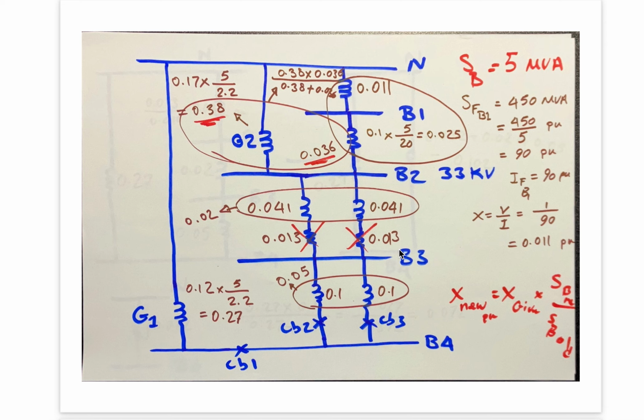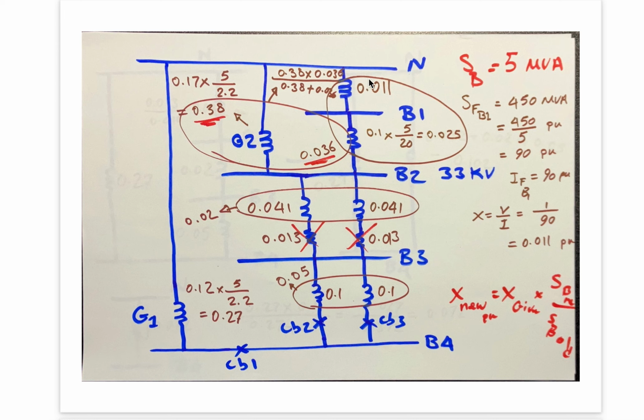Then from B2 to B3 there are two parallel transmission lines, and then B3 is connected to B4 via these two transformers and then circuit breakers, and then there is a local generator G1. From one side it is connected to B4, and from the other side it is connected to this reference node.